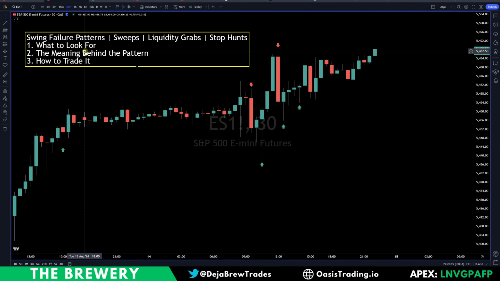All right, so that covered what to look for and the meaning behind the pattern. The meaning behind the pattern is basically stops are being triggered. Typically when you see 30-minute wicks happening, stop losses are being grabbed, liquidity is being grabbed, and then price is reversing. So the trend that is causing that break is actually not the real trend.